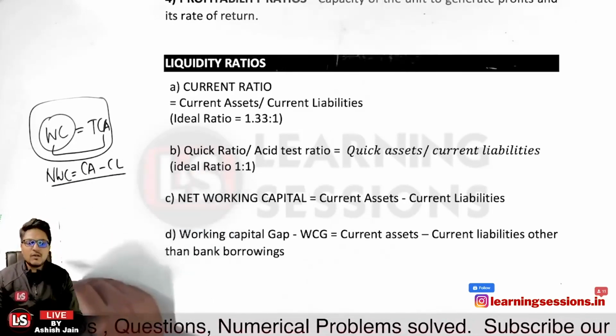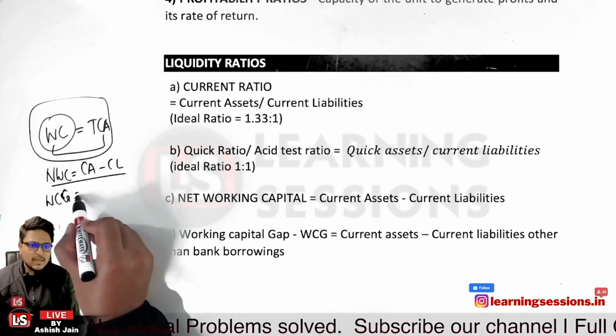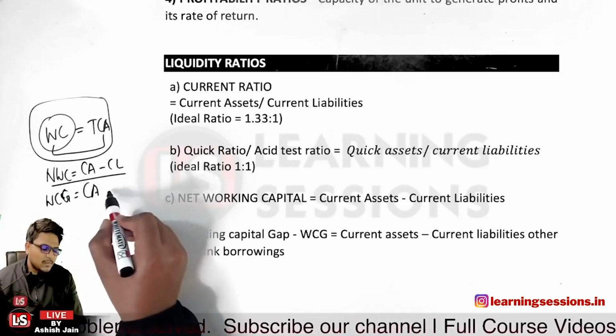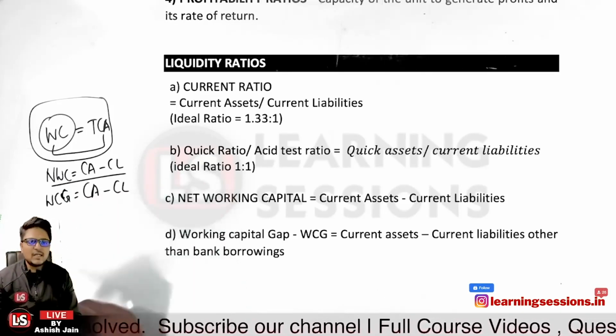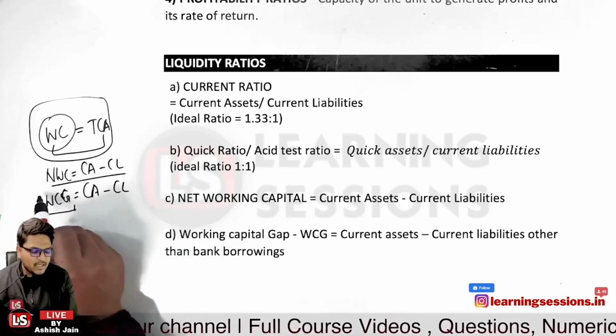Okay. And what is working capital gap? Working capital gap is equal to what? It is basically current assets minus current liabilities other than bank borrowings. Okay, so that is actually the working capital gap over there.